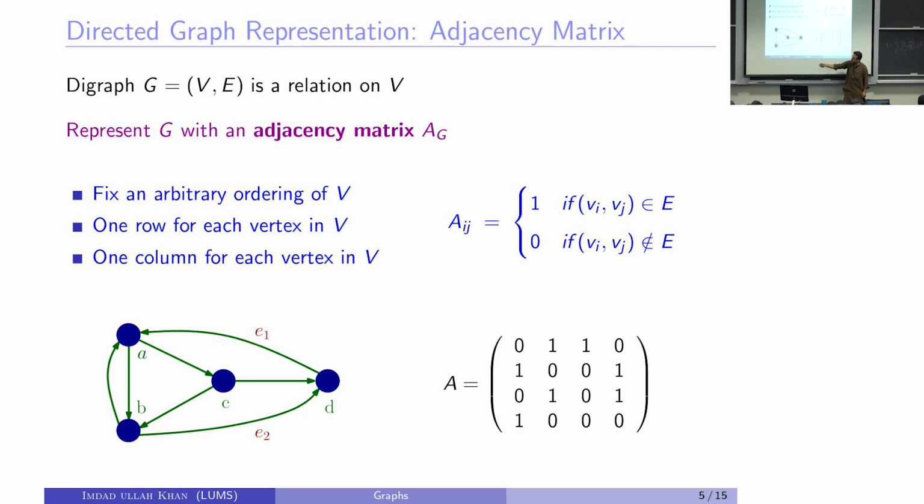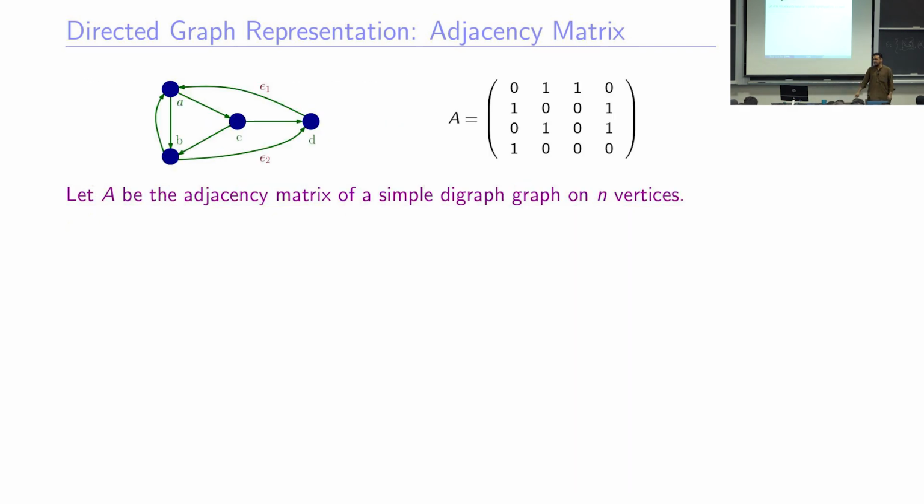Is there an edge from C to B? Why is this thing 0? Why is this thing 0? Sorry? There is no edge from C to A, right? That's why it's 0. Is this clear? Adjacency matrix of digraph representation.